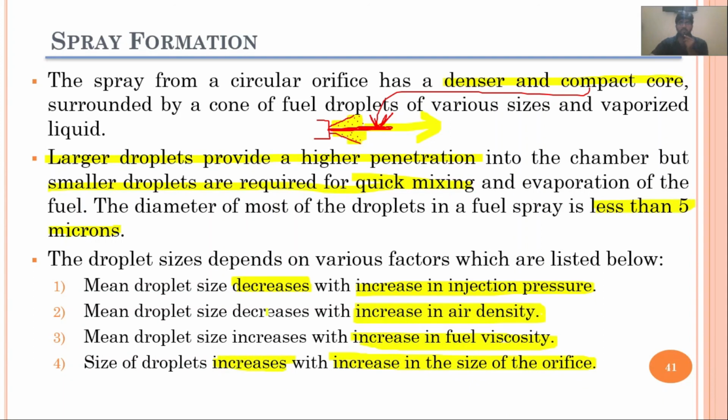So we can conclude this topic of spray formation by saying that the droplet size decreases with the increase in injection pressure, decreases with the increase in air density, increases with the increase in fuel viscosity, and increases with the increase in the size of the orifice.